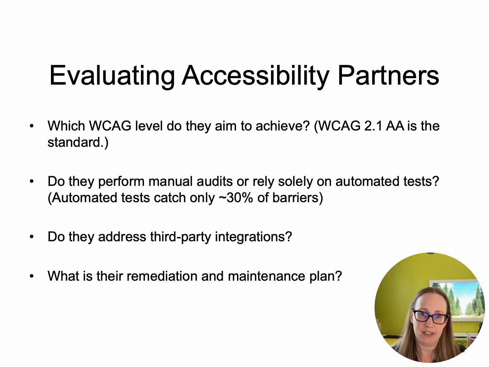So when evaluating partners, you want to ask them which WCAG level do they aim to achieve, keeping in mind that 2.1 AA is the standard. Ask them if they perform manual audits or if they rely solely on automated tests, which again, the automated tests catch about 30% of barriers. So if it's an automated test, it probably isn't going to be that accessible.